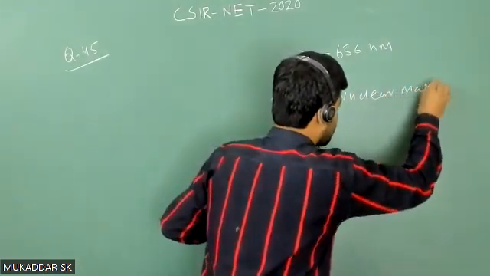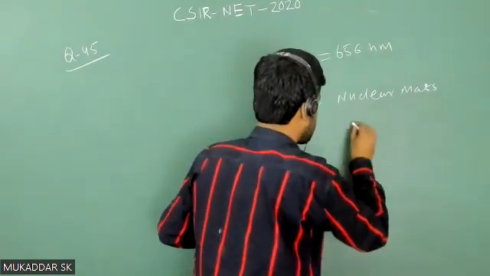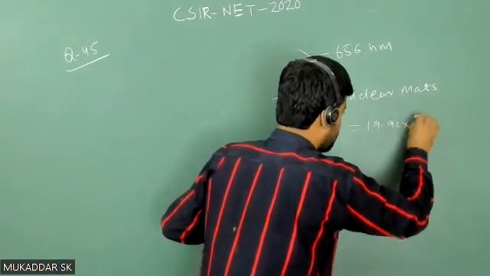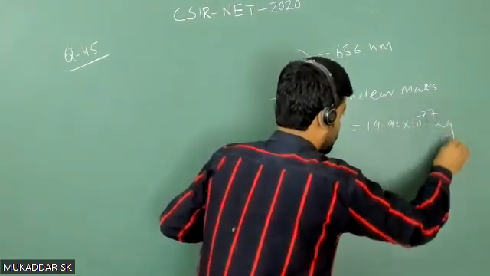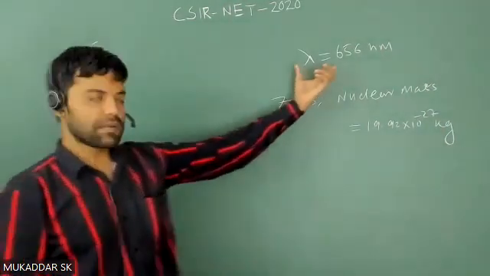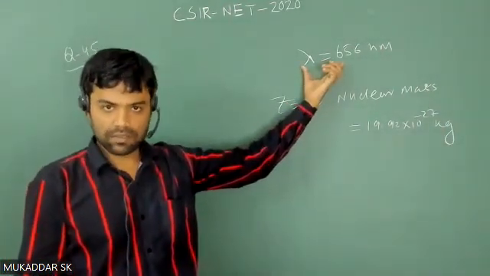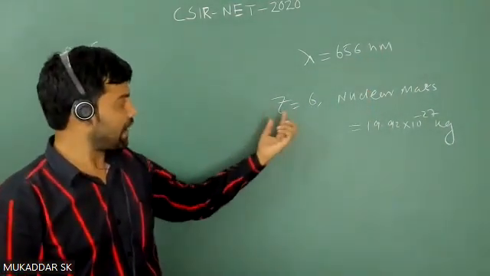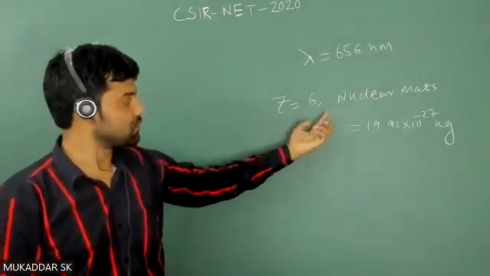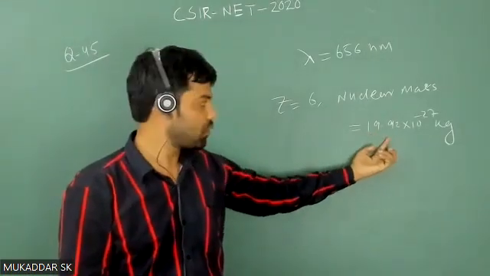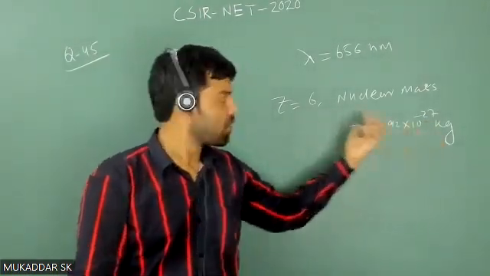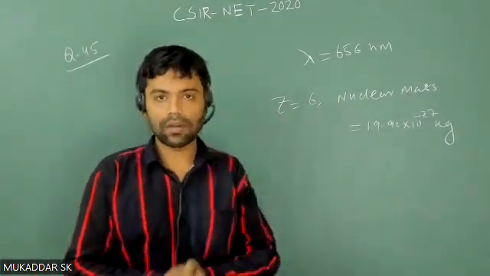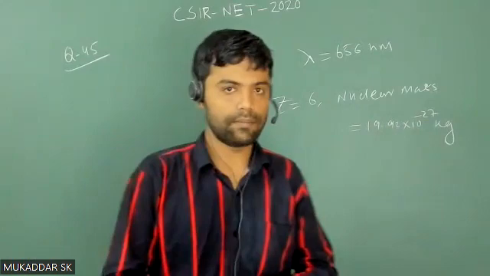Now the question is: the wavelength of a hydrogen-like atom having atomic number 6 and nuclear mass 19.92 into 10 to the power minus 27 kilogram. For hydrogen atom, the first line of Balmer series has wavelength 656 nanometer, and for the hydrogen-like atom having atomic number 6, nuclear mass is 19.92 into 10 to the power minus 27 kilogram. For that hydrogen-like atom, you have to calculate the wavelength of the first Balmer line.